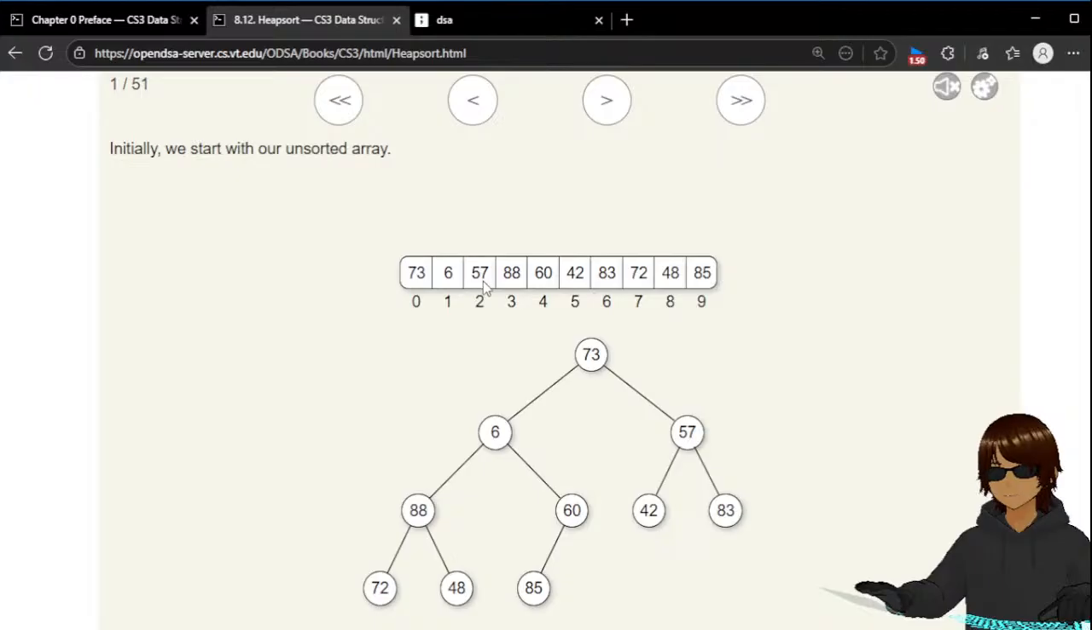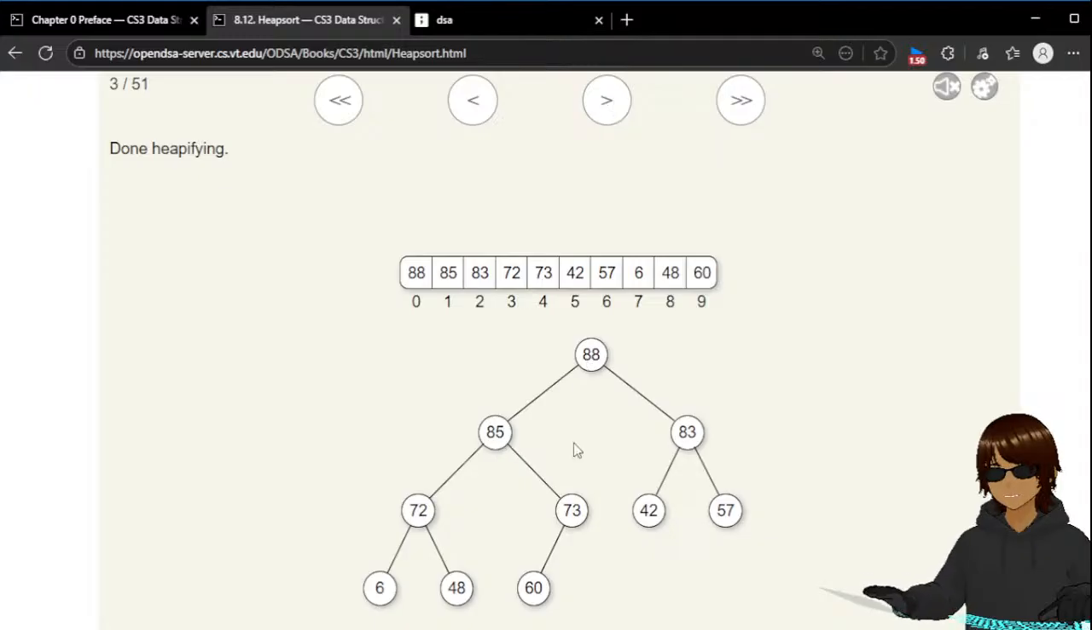And then we have 85, 48, 72. We did not count 83. 83 checks with its parent. 83 is bigger, so swap. 83 swaps with 57. Right? 42, this. Yeah, and then 83 is bigger than 73. So 83 swaps with 73. 73 ends up here. 83 ends up here. And lastly, it's 88. 88 checks with 83. And then a swap would occur.